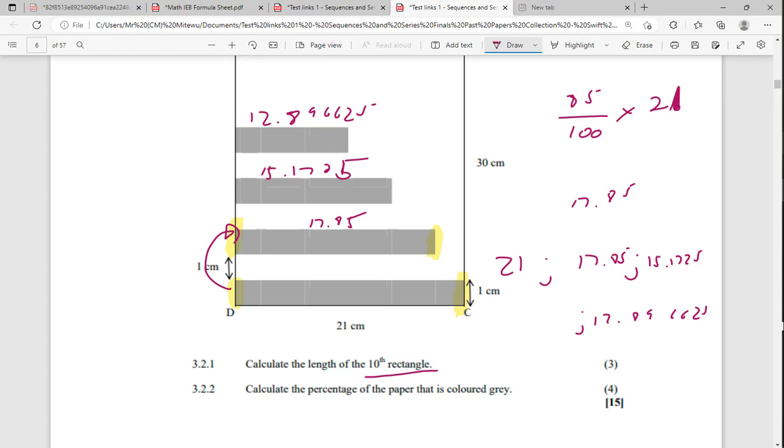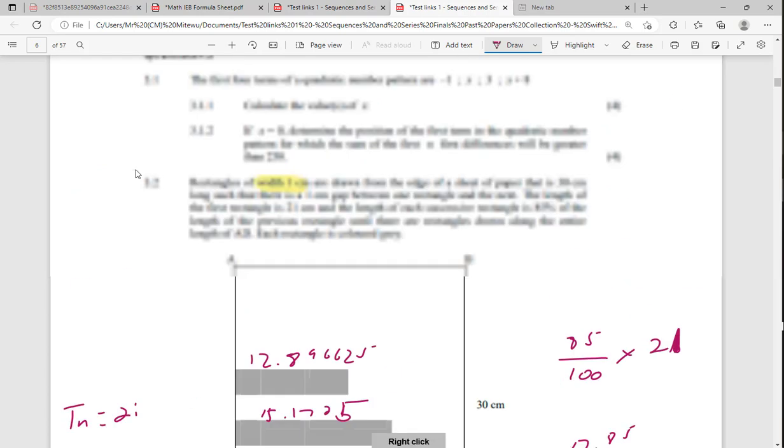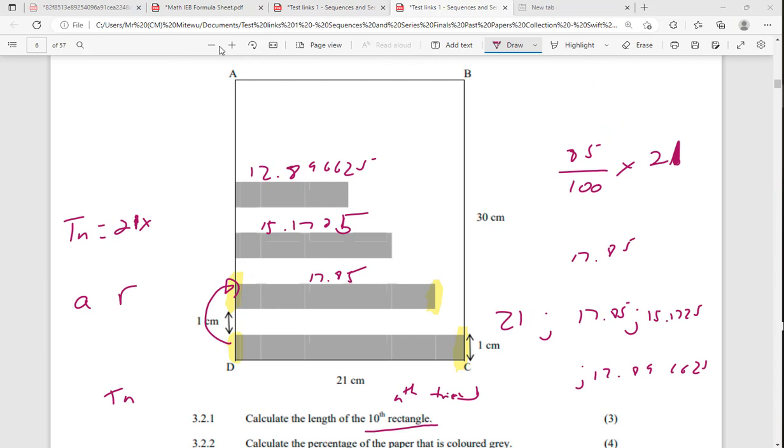When you're asked to find the length of the nth triangle, the first thing is to try and find the nth term, in other words, Tn. So let's find Tn first. In order to find Tn, we need to know our A and we need to know our R. A is obviously the starting one. We start with the first term of 21, so we're going to put that there, 21, and multiply that by R.